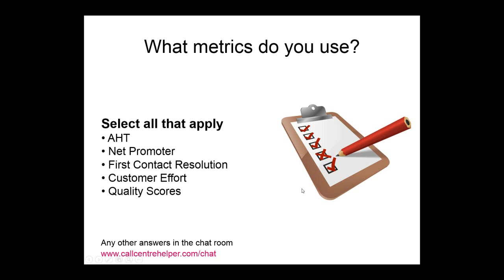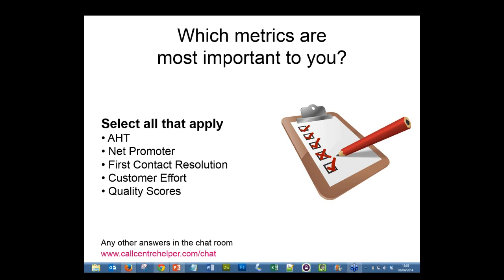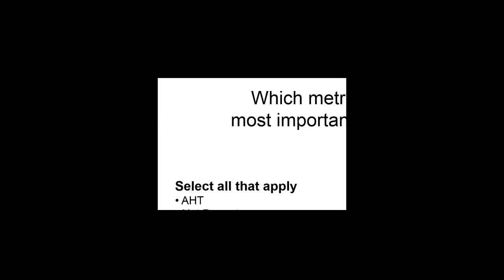So that's quite interesting. For the first time, average handling time is not the top metric on there. Quality scores are used by most people, 80%. Customer effort score is quite low, about 28%. I would like to drill down into a little more detail now and ask which metrics are the most important. So which metrics are the most important to you? If you could pick the 2 metrics that are most important to you, and we'll see which one comes up.